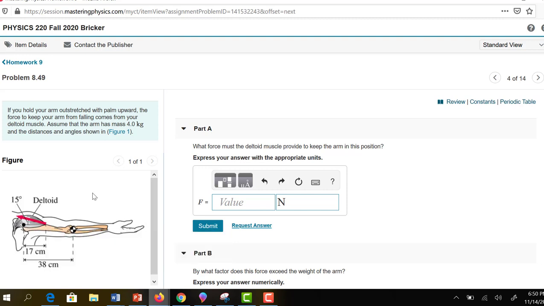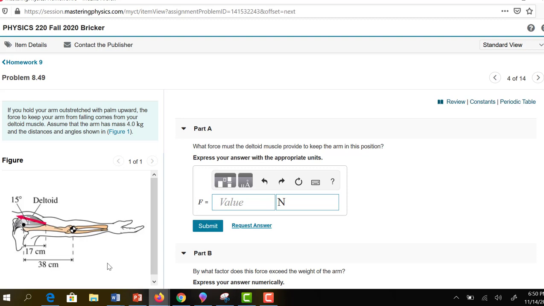But the problem is a deltoid muscle is really close to the pivot point, 17 centimeters away. The center of mass of your arm is 38 centimeters away. So you have a really small lever arm here, no pun intended, and the lever arm for the center of gravity of your arm is over twice as far away. So you're going to have a really big force just to hold up your arm.